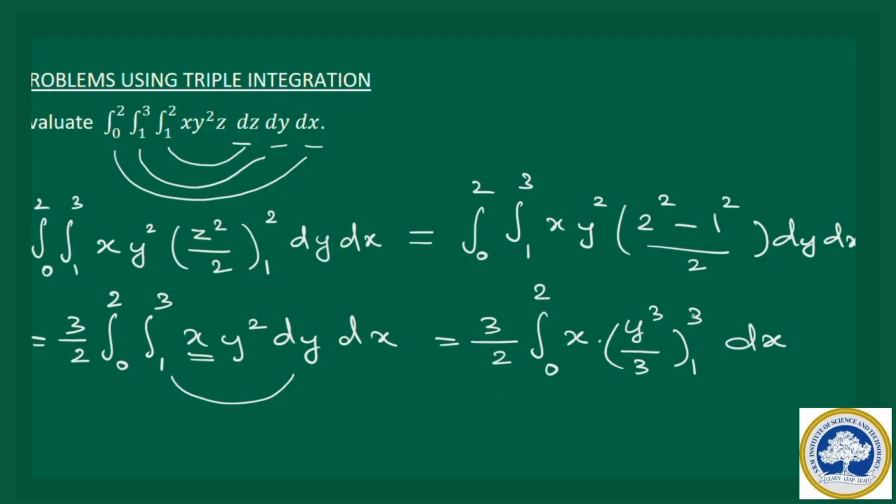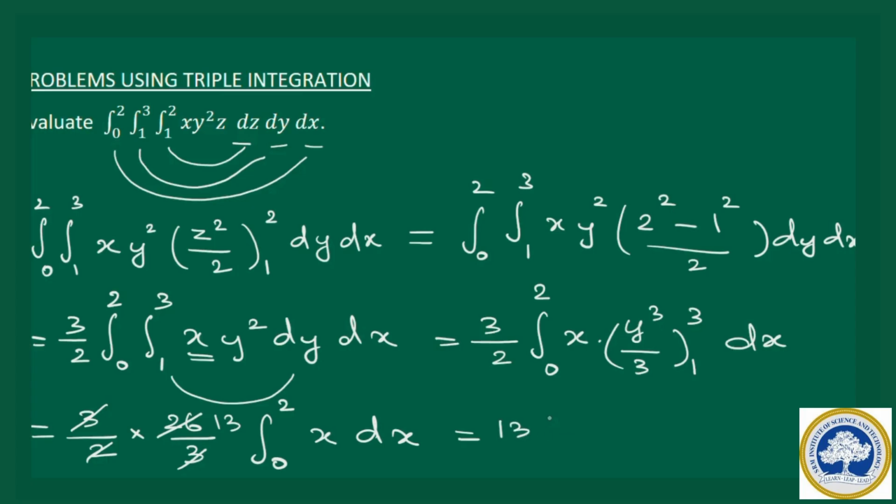So now again apply the limit. Y cube means 3 cube, which is 3 into 3 into 3, so 27. 27 minus 1 is 26, so 26 by 3. So we can write 3 by 2 into that 26 by 3, and take it outside. The remaining integral is 0 to 2 x dx. Here if we want, we can simplify this by 2. So it gives you 13.